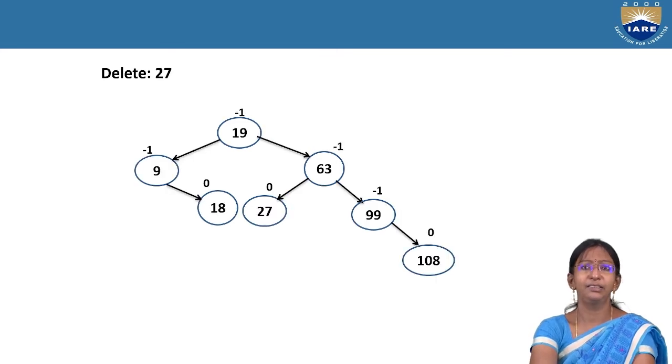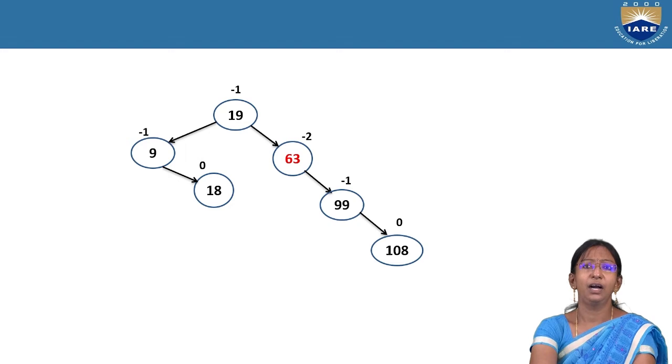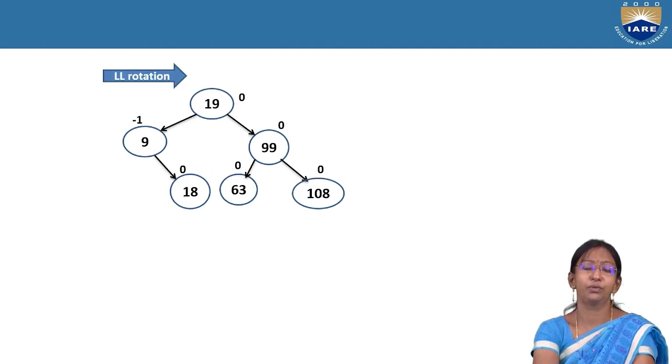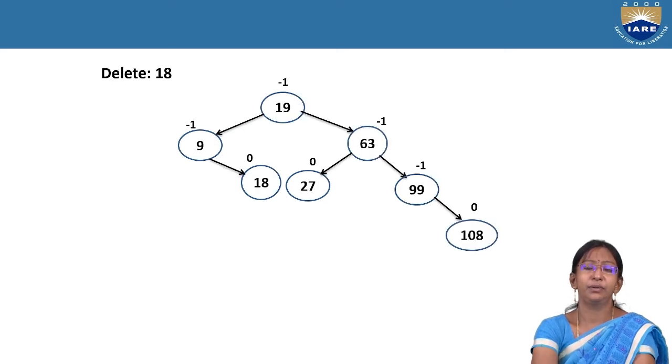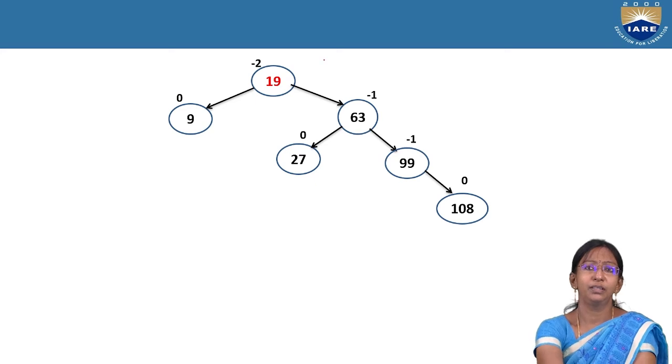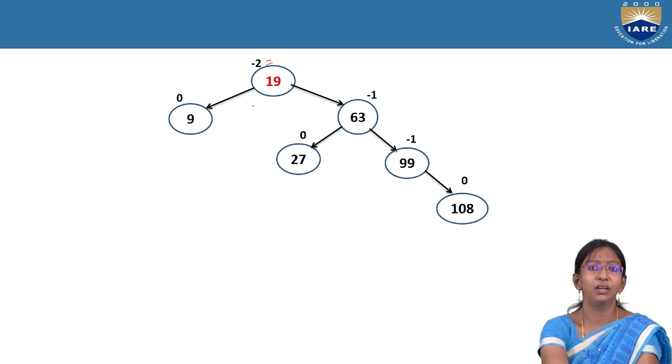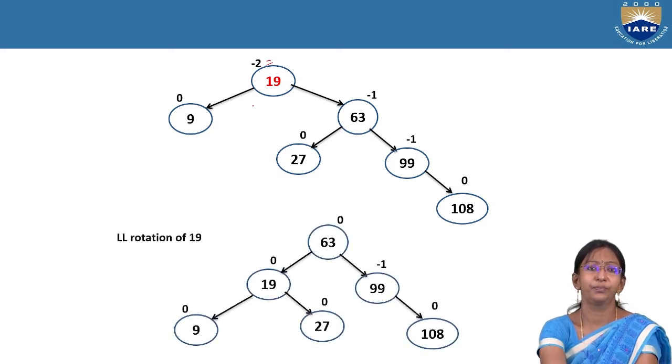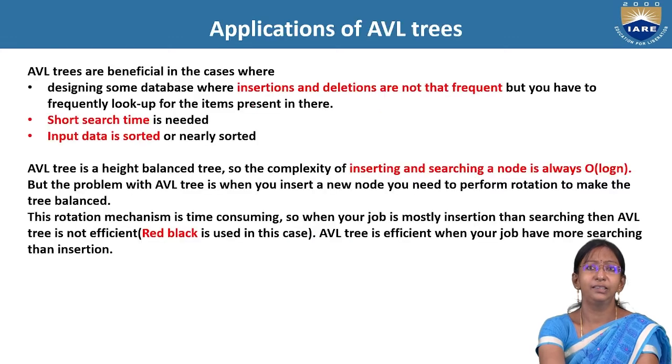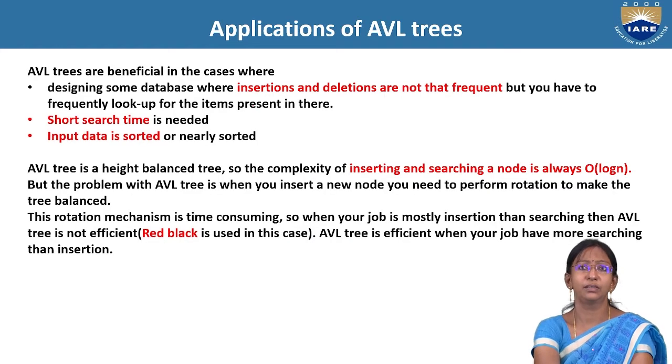If I remove 27 in this tree, 63 got imbalanced. Negative value. A negative value itself tells you that it is heavier on its right side. So go for left rotation. Okay. Then again delete 18 from this tree. If I remove it, the root got imbalanced, and even that is negative. That is, your right side is heavy. Rotate towards left. Right? So this is how we are going to rotate the nodes.